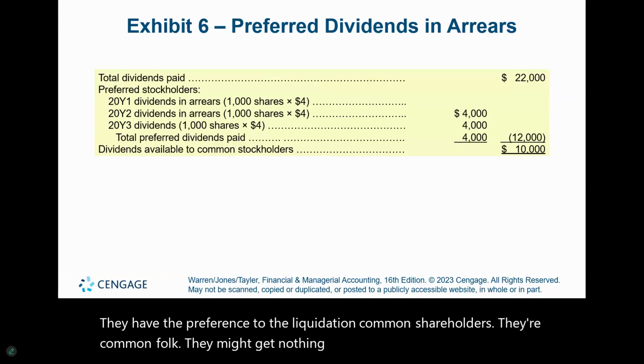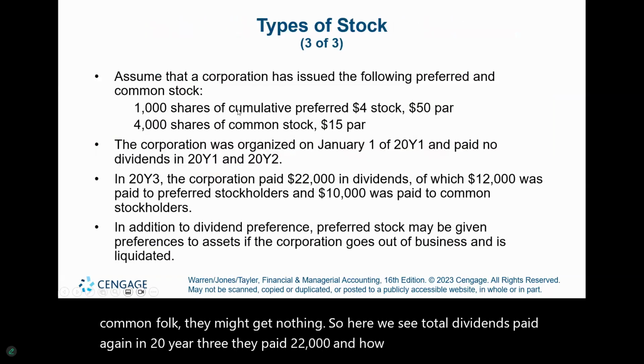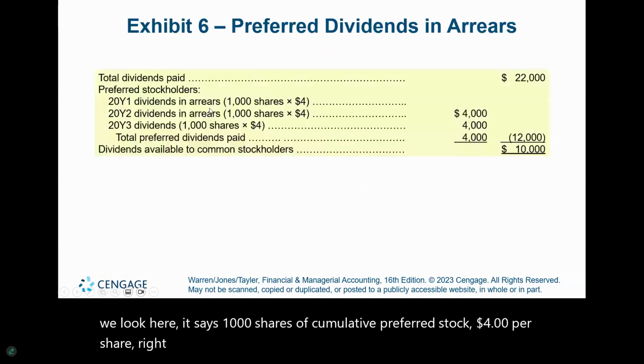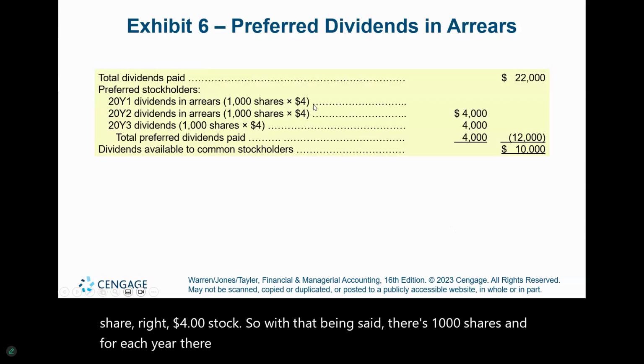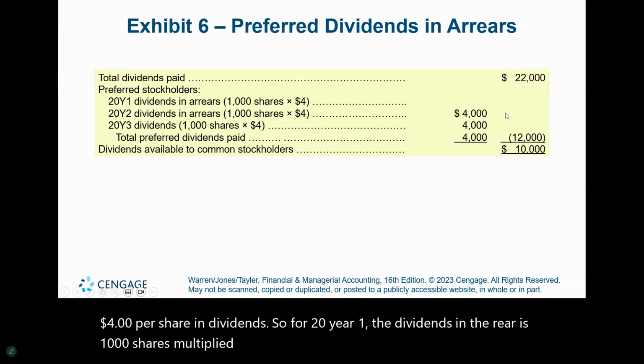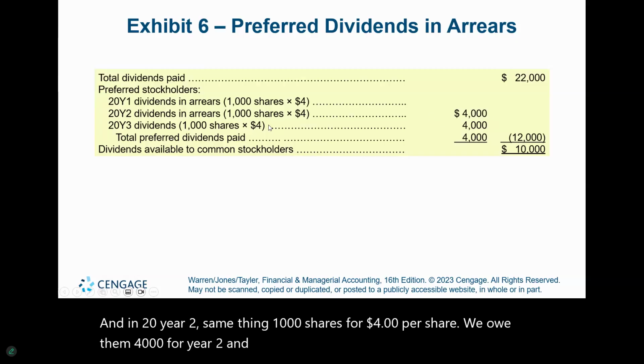So here we see total dividends paid. Again, in year three, they paid $22,000. And how did we determine that? So if we look here, it says 1,000 shares of cumulative preferred stock, $4 per share, right? $4 stock. So with that being said, there's 1,000 shares, and for each share, they are guaranteed to receive $4 per share in dividends. So for year one, the dividends in arrears is 1,000 shares multiplied by $4. So we owe them $4,000 for year one. And in year two, same thing, 1,000 shares at $4 per share. We owe them $4,000 for year two. And then in year three, same thing.